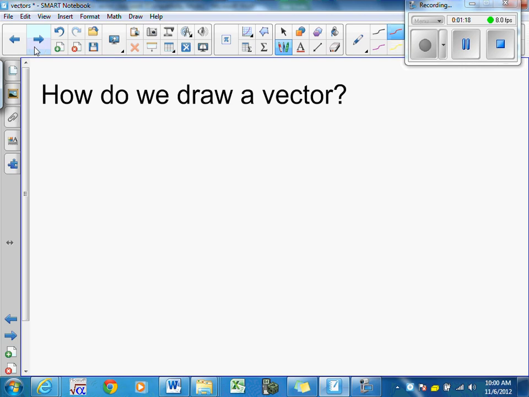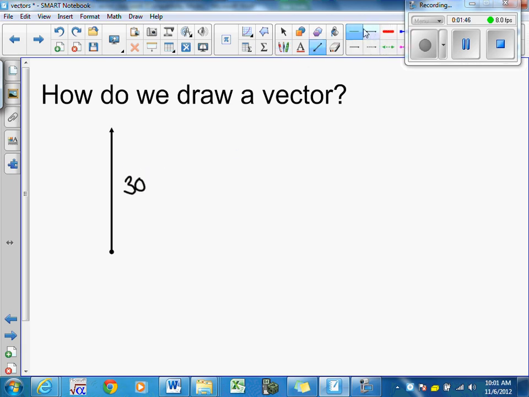Now, with how we draw a vector, we show that direction. So if I have a car going north at 30 miles an hour, I can draw it with that arrow. And the length of that vector would be its magnitude. So this would say 30.